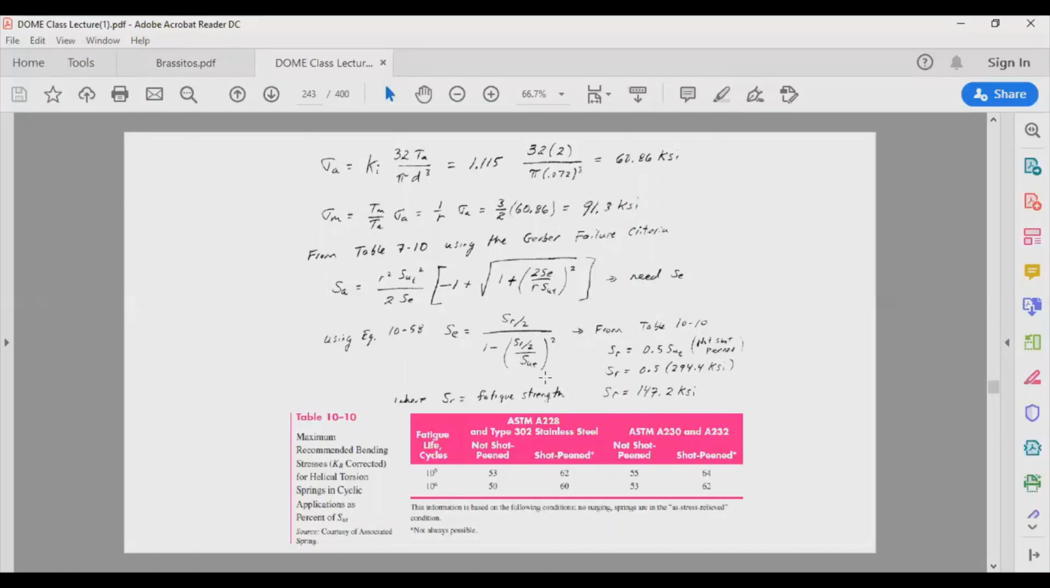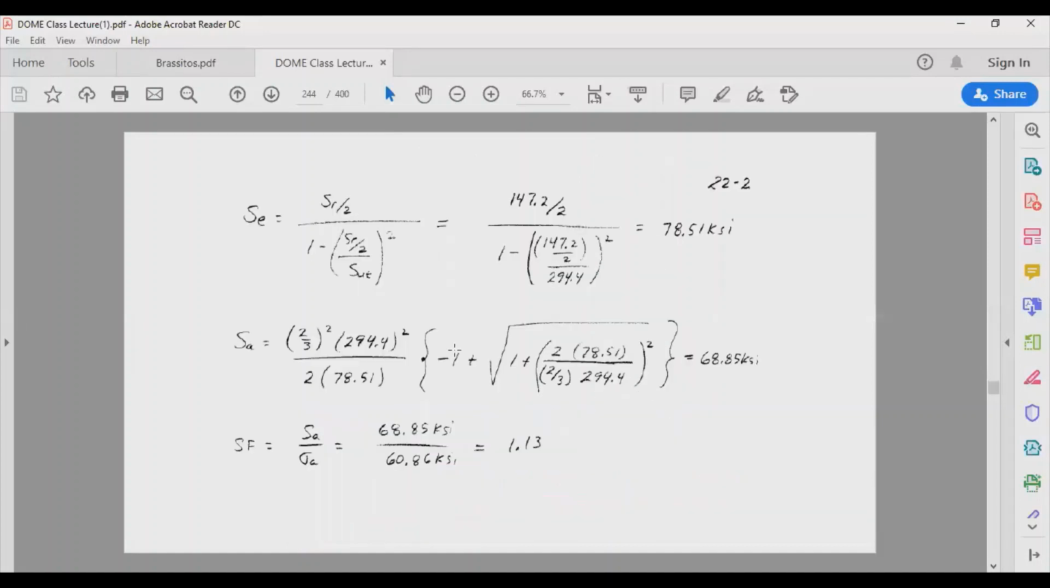So you already calculated SUT based on equation A over D to the power M. You have SR, you have SUT, and then you calculate SR based on this table, and we always look at 10 to the 6 cycles, whether it is not shot peened or shot peened. And this was for ASTM A228, and this is for these two types of wires. Just calculate SR, you plug it here, you got SE, and then now you can actually get SA. So it is pretty straightforward.